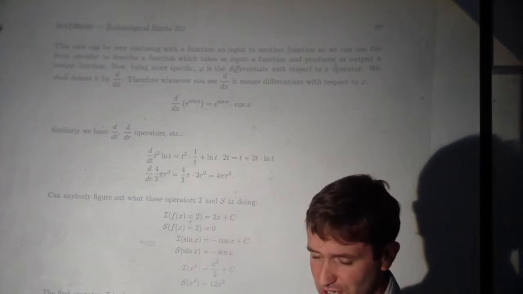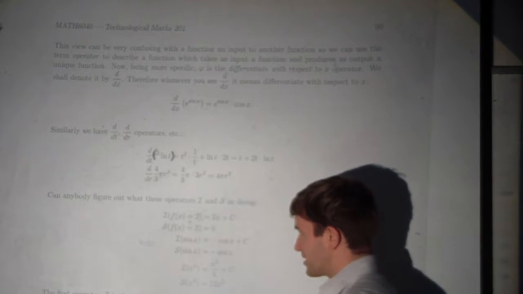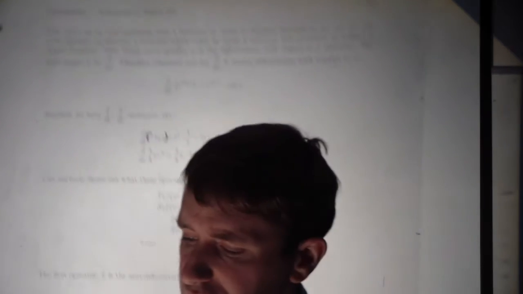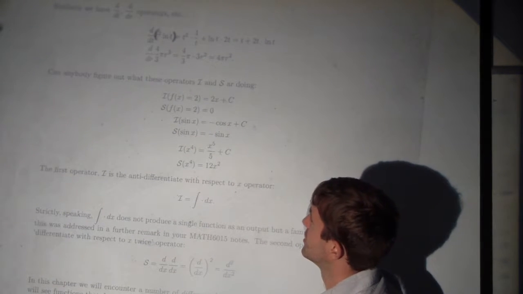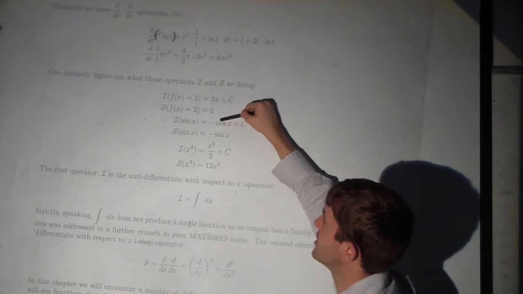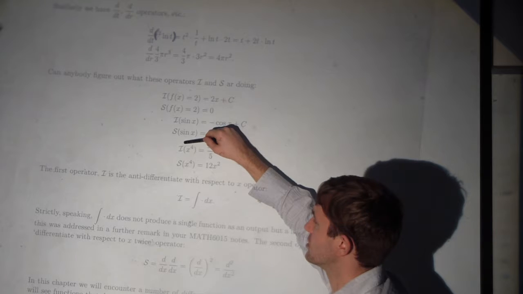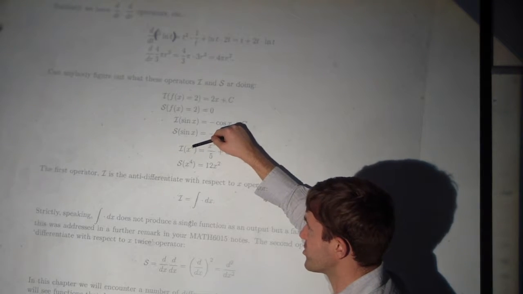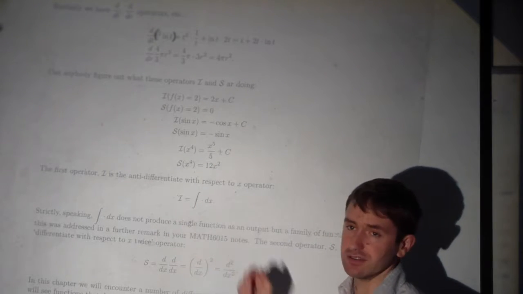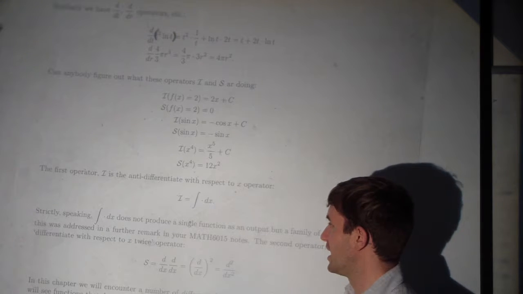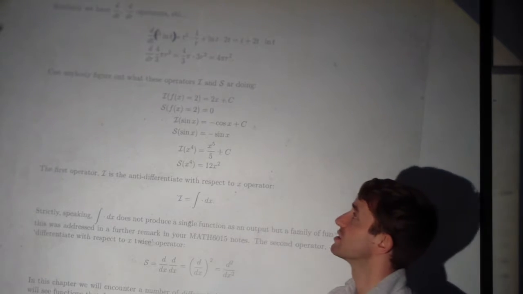d/dt means differentiate with respect to t, say using the product rule, or d/dr, differentiate with respect to r. Now we've got some more operators here: the constant function 2 being sent to 2x plus a constant, the function sine of x being sent to minus cos x plus c, and the function x to the 4 being sent to x to the 5 over 5 plus c. These are antiderivatives, so the I here is anti-differentiate. That is an operator. Now the other one is differentiate twice.